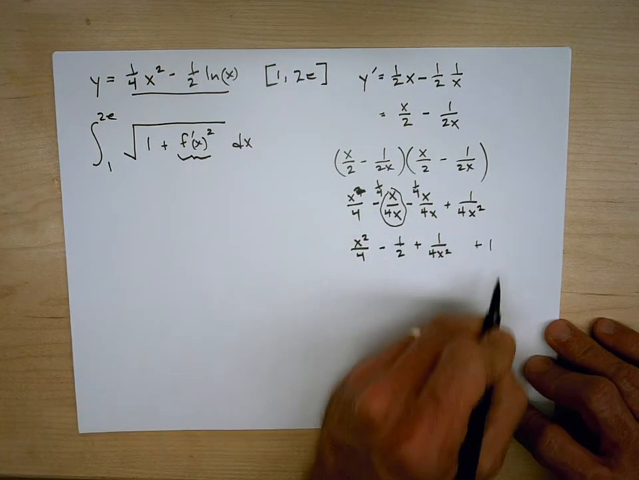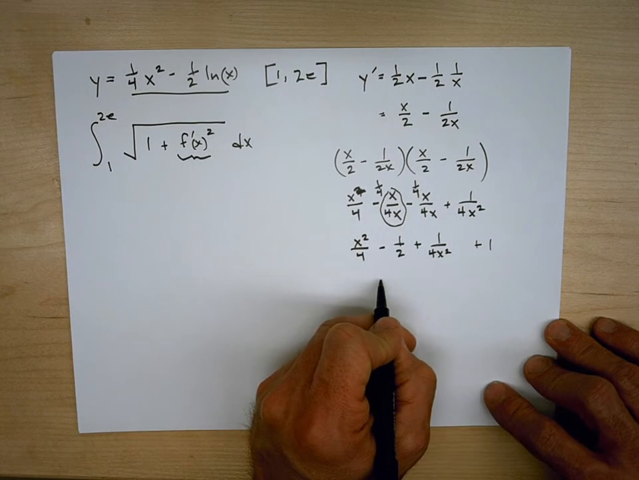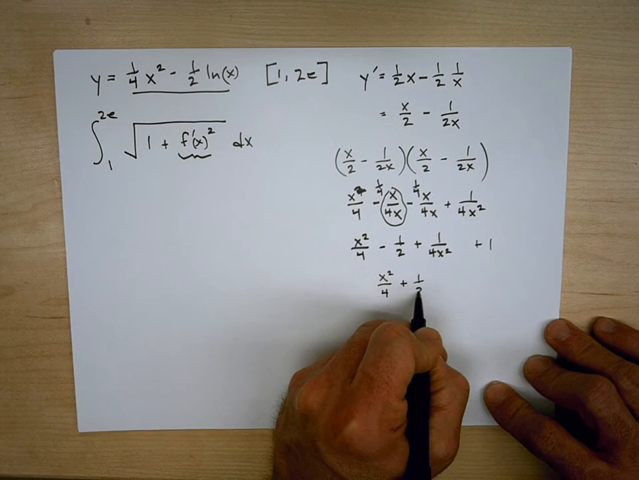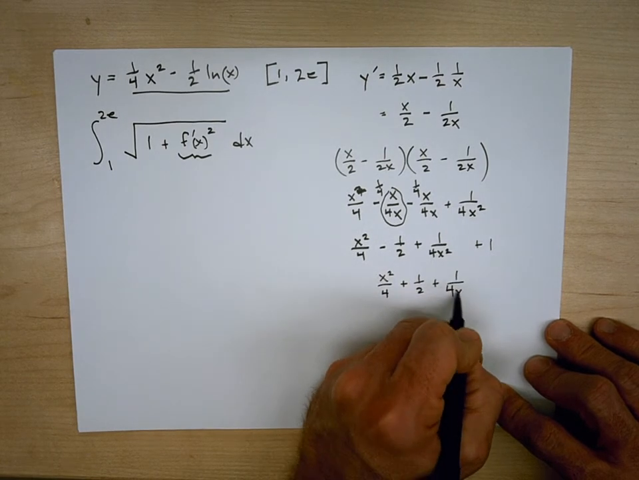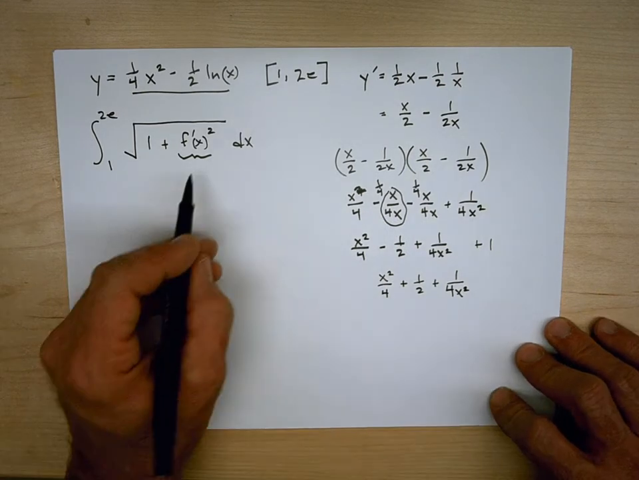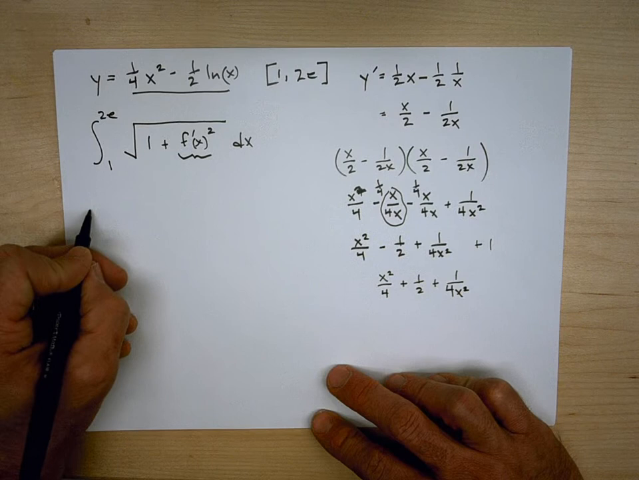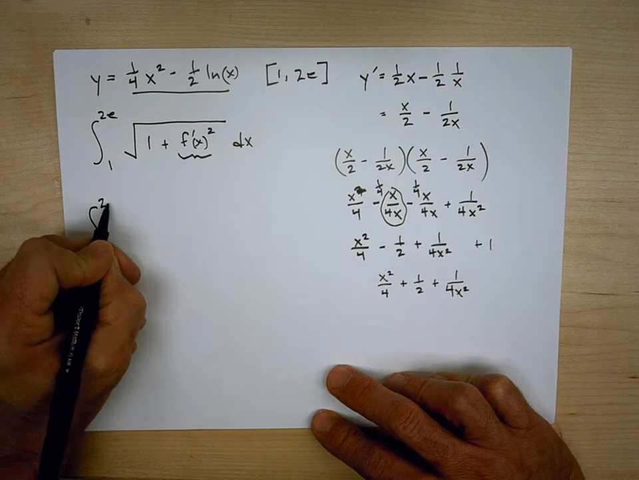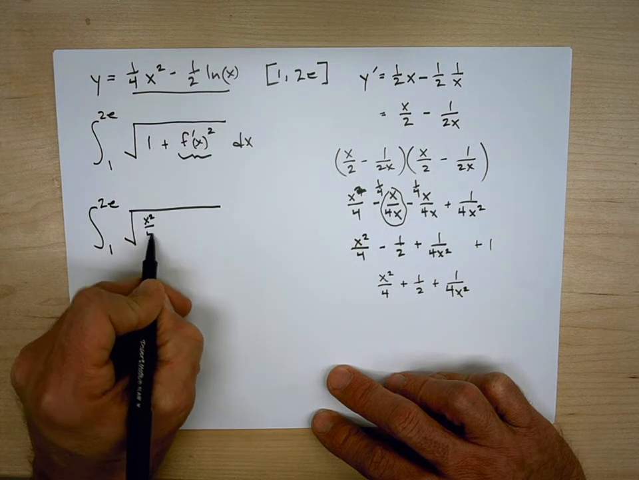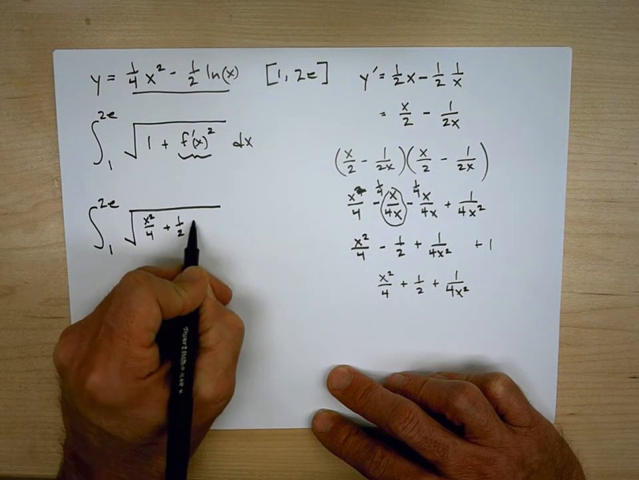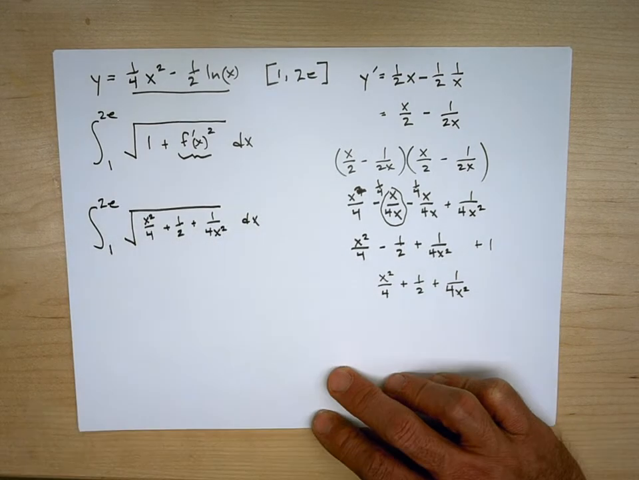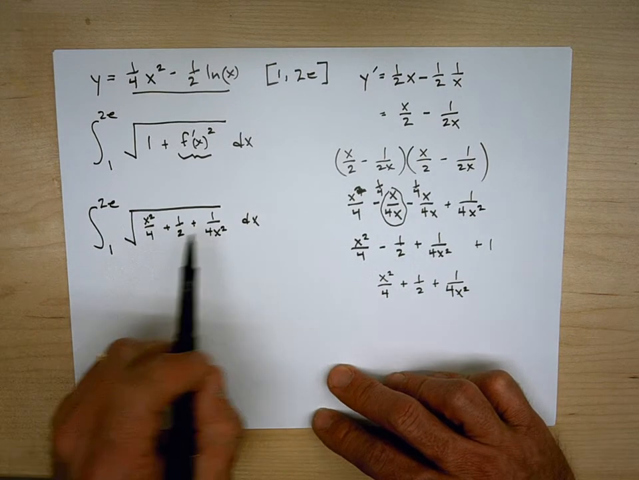Now I need to add 1 to it. So if I just add 1 to this, then I'm going to end up with x squared over 4 plus 1/2 plus 1 over 4x squared. All right, so now we are ready to put that underneath the radical and integrate. So I have the integral from 1 to 2e of the square root of x squared over 4 plus 1/2 plus 1 over 4x squared.